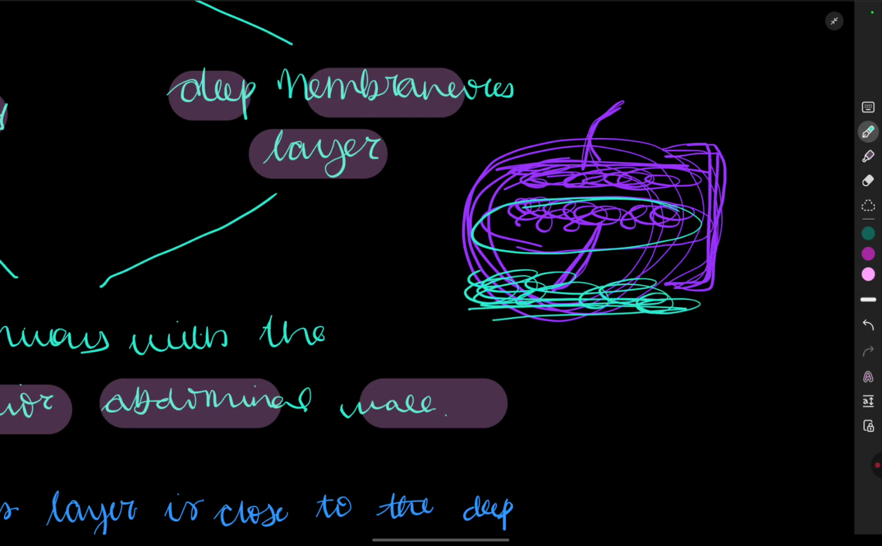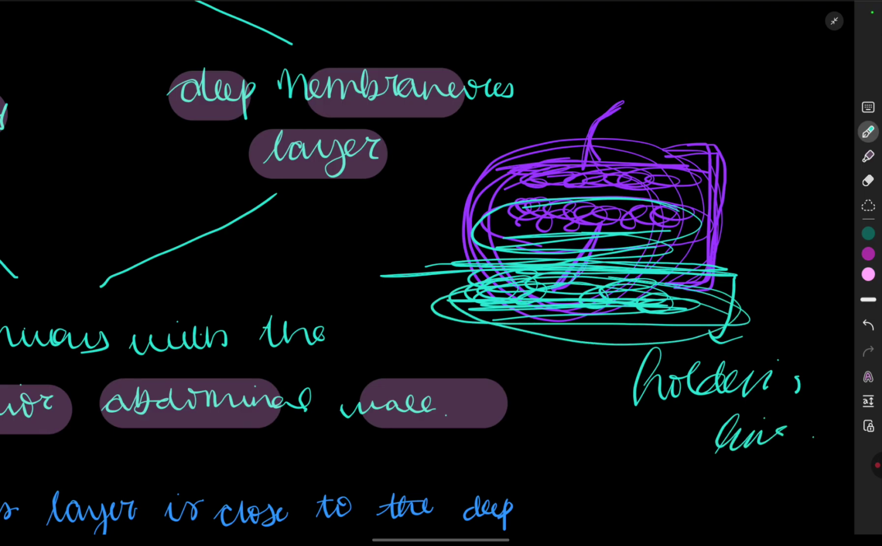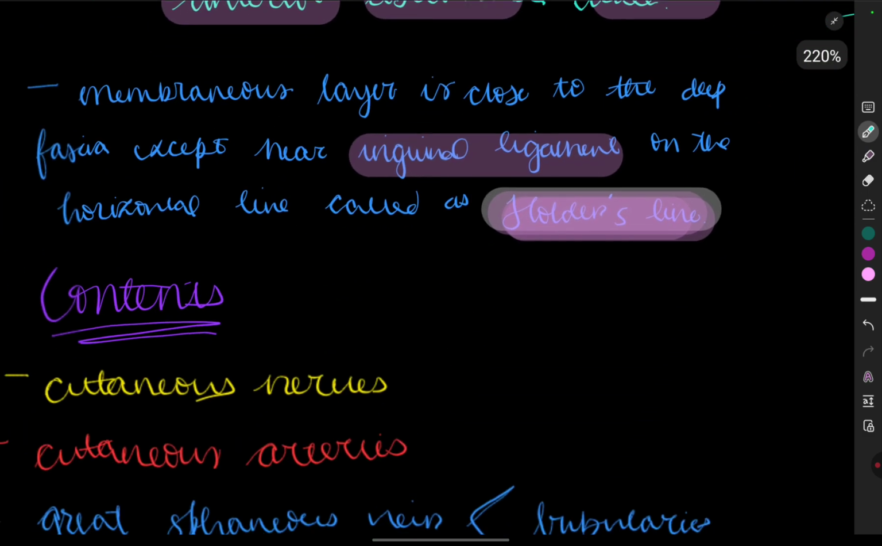This is the deep fascia. The membranous layer is close to the deep fascia, except near the inguinal ligament, and this line is called Holden's line. How to remember this? Just remember that the deep fascia is holding the deep membranous layer of the superficial fascia. It is holding it, so just remember that it is Holden's line.